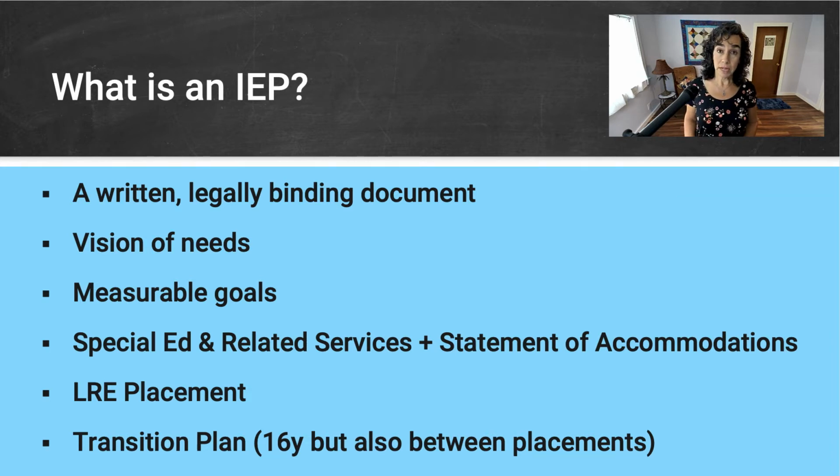It's a vision of needs. So what does the student need in order to increase their skills, progress in school, and be successful, and hopefully more independent and more prepared for when they exit school eventually? And remember, an IEP can start as young as 3 years old. So they change over time in tone and flavor and what the vision of needs is. They also include measurable goals, and we'll be working on goals and measurement this semester.